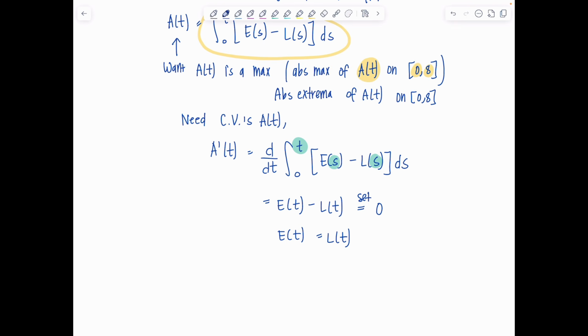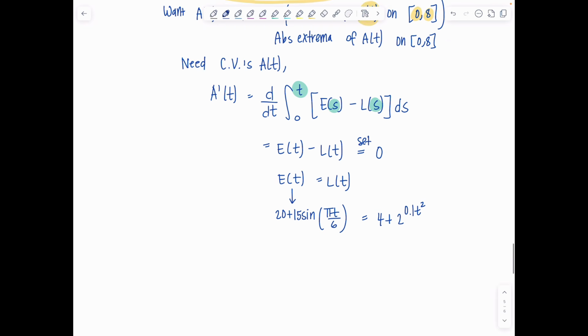You want to figure out when is E of t, which is 20 plus 15 sine pi t over 6, equal to L of t. You could not solve this by hand, okay? And then using your calculator, you should get that t is equal to 6.20356.